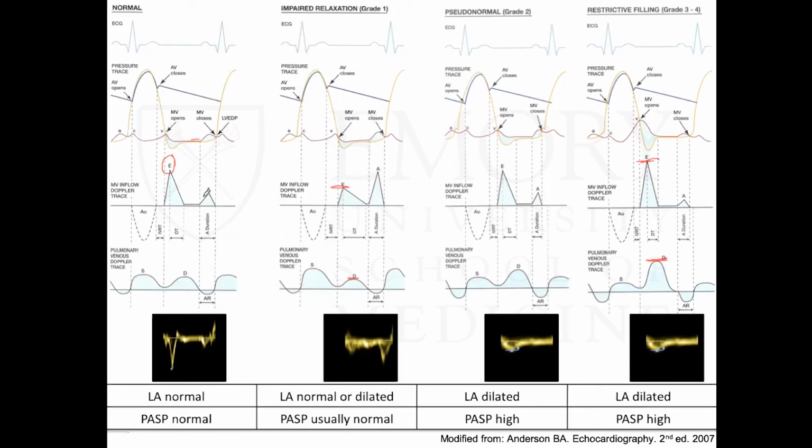I think these slides, this talk is being recorded, and you can look over this. And then again, as the filling pressures go up, the left atrial pressure becomes more dilated, the tissue Doppler is reduced, and our pulmonary pressures get higher. This is a nice, helpful diagram to think through as we're troubleshooting diastolic dysfunction.